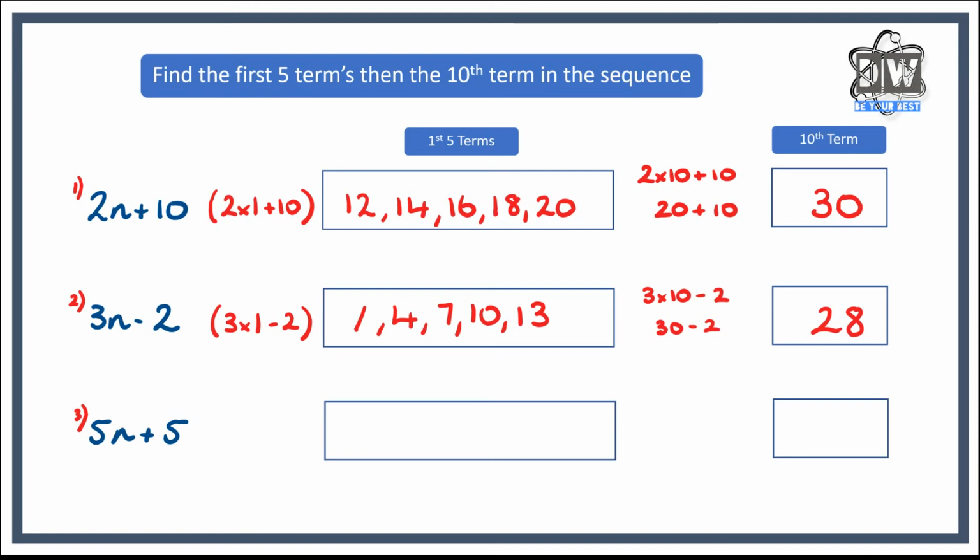So very simply, we take away the n, we input 1, so 5 timesing by 1 gives us 5. 5 plus 5 gives me 10. It's going up by 5 each time, so it'd be 15, 20, 25 and 30. Let's find the 10th term, so let's take away n and input 10. 5 timesing by 10 gives me 50. 50 plus 5 gives me 55. So my answer would be 55.